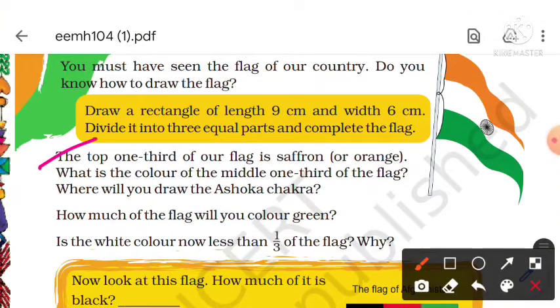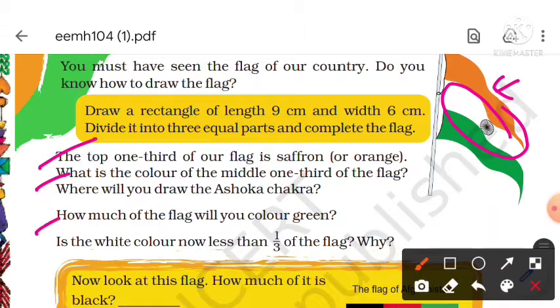Now, the top 1/3 of our flag is saffron, or orange, as we have already discussed. The next question is, what is the color of the middle 1/3 of the flag? Where will you draw the Ashok Chakra? The color of the middle 1/3 of the flag is white. We can also see the Ashok Chakra is in the middle of the white portion of the flag, so we will draw it there.